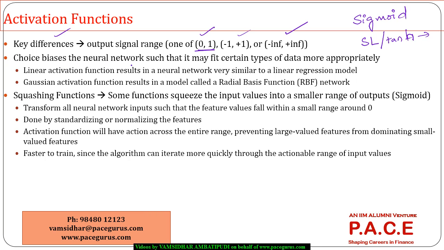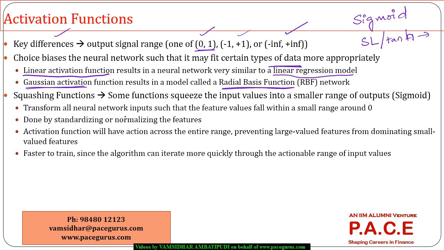The choice is typically based on what fits some type of data more appropriately. Particularly, if I want something more or less similar to a linear regression model, it's better that I choose a linear activation function. But generally when I am looking at a radial basis framework or network, then I would be using a Gaussian activation function. So depending on the kind of data and the kind of relationship that I'm expecting, I'll use an appropriate activation function.